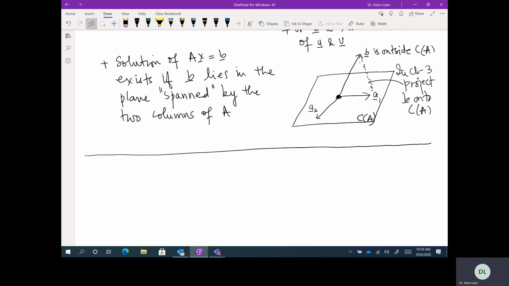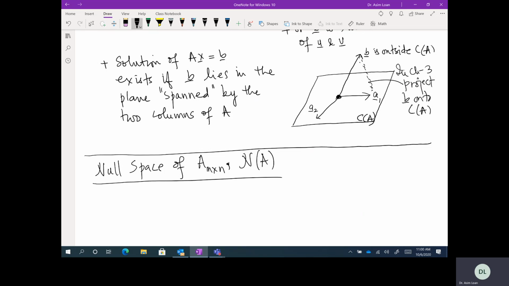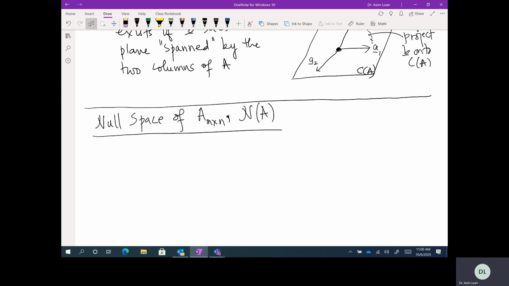Solving Ax equals B is different from finding the homogeneous solution, where B is equal to 0, that is, Ax equals 0. So then we have the second space associated with the matrix, which is called the null space. This is actually called the right null space, but right is always dropped, and it is generally called the null space of A. Obviously, A is still m by n. I am again going to write this fancy N of A to denote the null space of A.